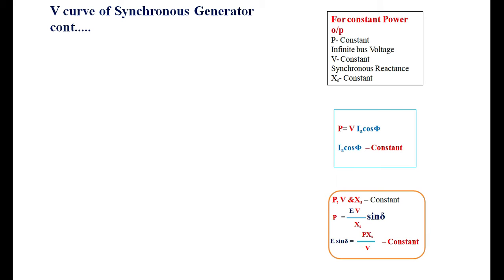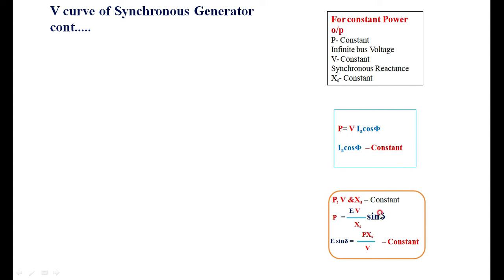Then we know that the condition for drawing the V curves is that the generator is connected to an infinite bus, feeding constant power, and the infinite bus voltage V is constant, and the generator is represented by a source of voltage and a synchronous reactance Xs, neglecting the resistance Ra. If the power delivered to the infinite bus is constant and the infinite bus voltage is constant, then I cos phi is a constant. P by V is a constant, therefore I cos phi is a constant.